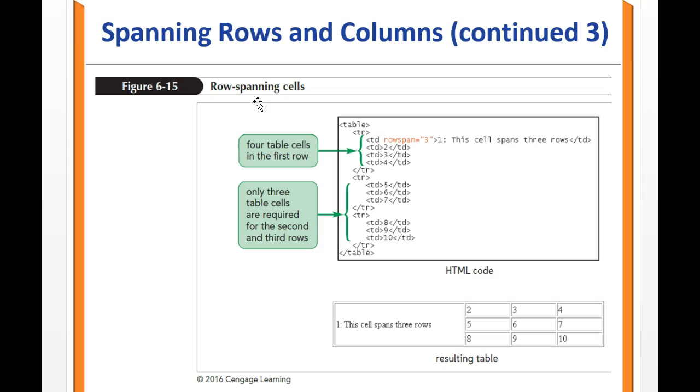This is also row spanning cells. There are 4 table cells in the first row. Only 3 table cells are required for the second and third rows. This is the resulting table, as you can see. We are using 3 in there, so this cell spans 3 rows together, and the rest is like normal.